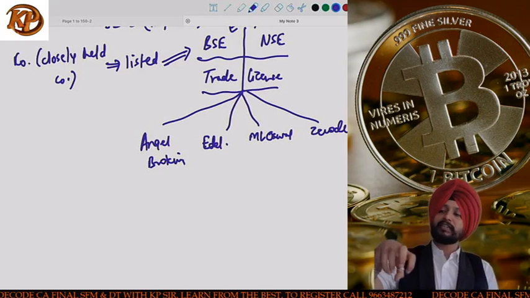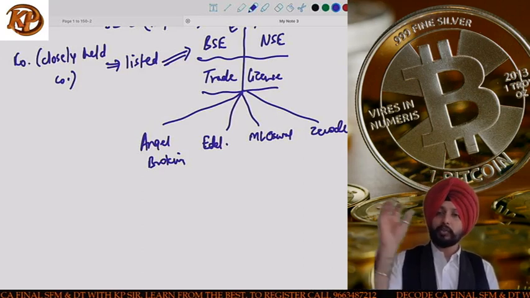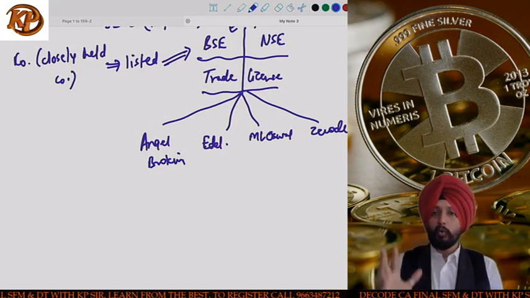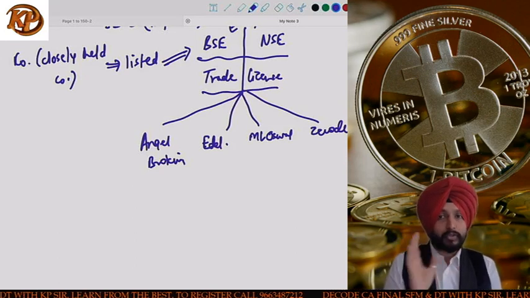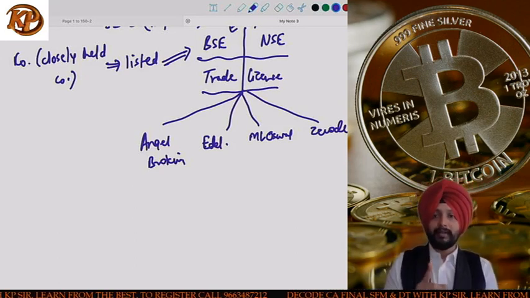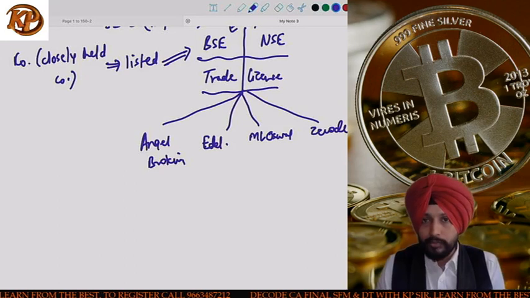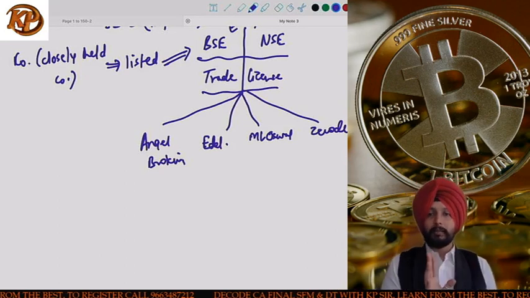BSE and NSE are busy with the listing and compliance part. So the trading part, they have outsourced it by charging a fee. The fee is not less, mind you. If you want to buy that trading license, you end up paying in crores. So these are the companies, some company names I have given.